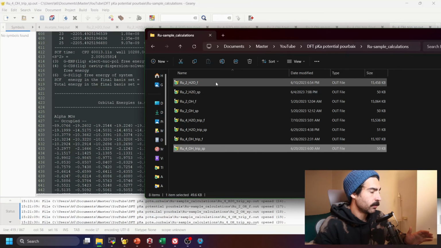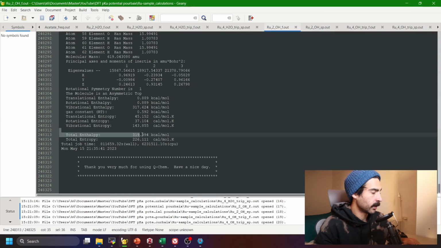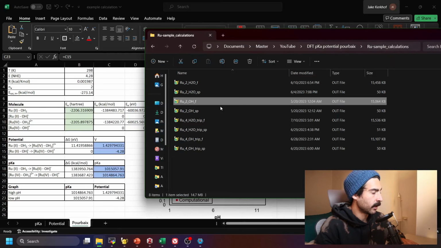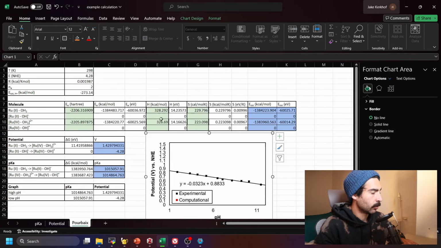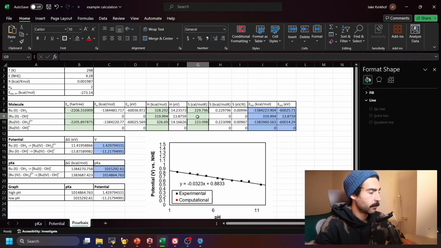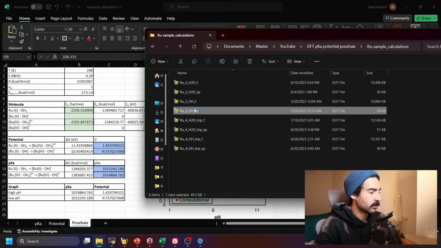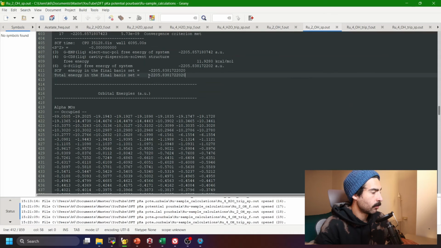So if we look at the energy for our ruthenium-2 hydroxo species, first we'll look at the thermodynamics. The enthalpy has a value of 319 kcals per mole. So we'll go ahead and paste that in. Look at the entropy, 226 calories per mole Kelvin. And we want to look at the single point energy calculations for the total energy, which is negative 2,205 Hartrees.